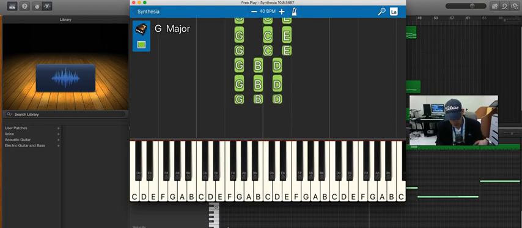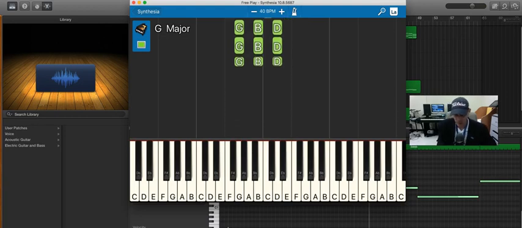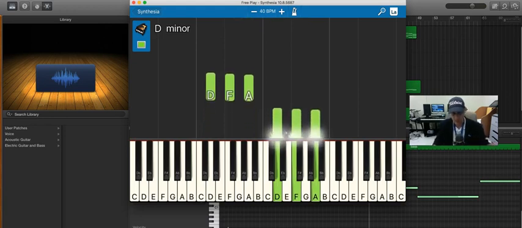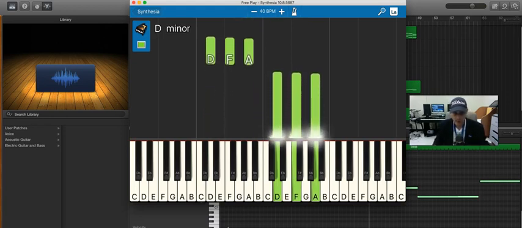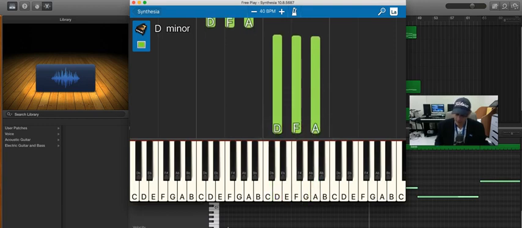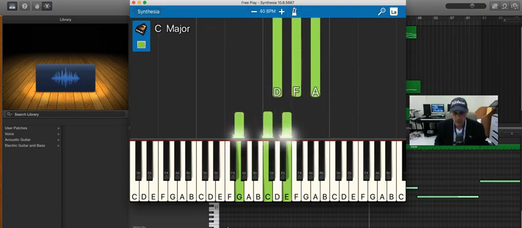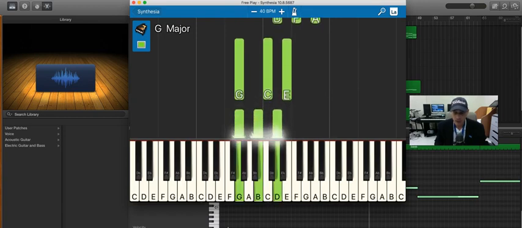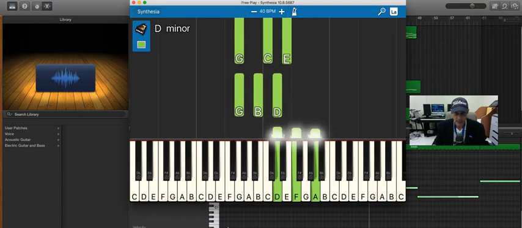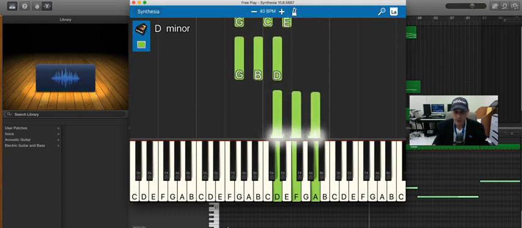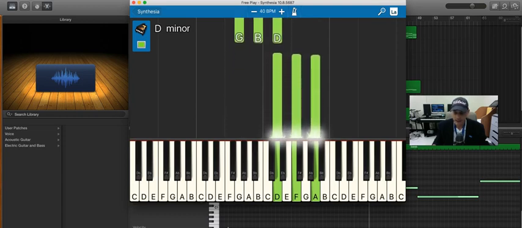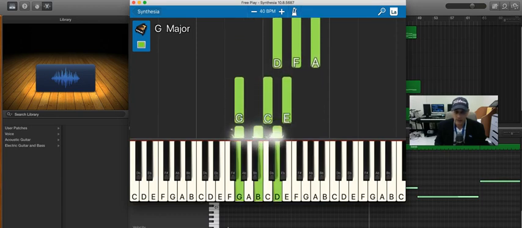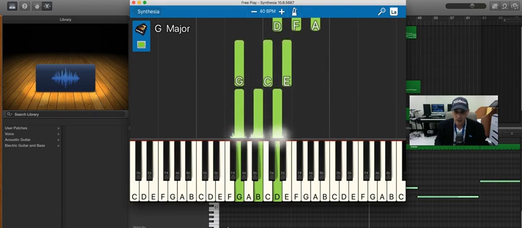Now on the bridge, we have a D minor chord in root position. DFA, followed by a C chord, followed by G. Again, D minor for 8 beats. 3, 4, 5, 6, 7, 8. C chord, 2, 3, 4. GBD, 2, 3, 4. Okay.